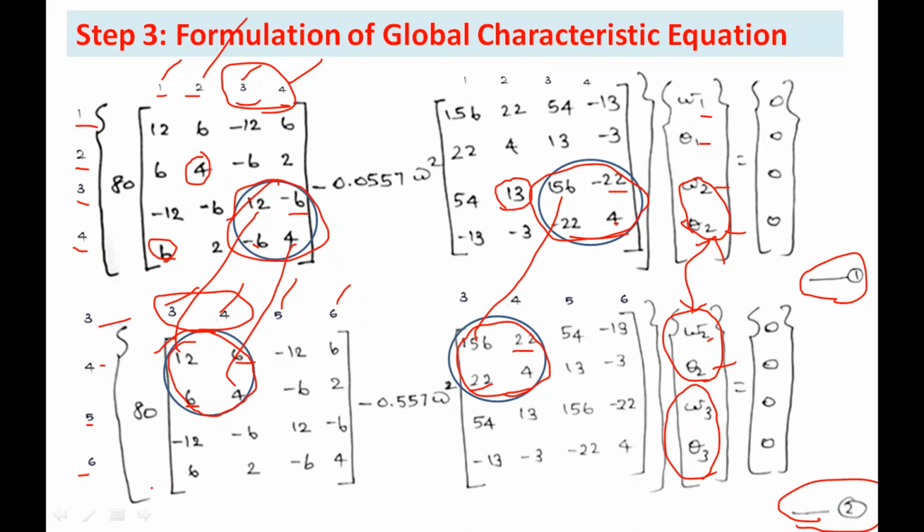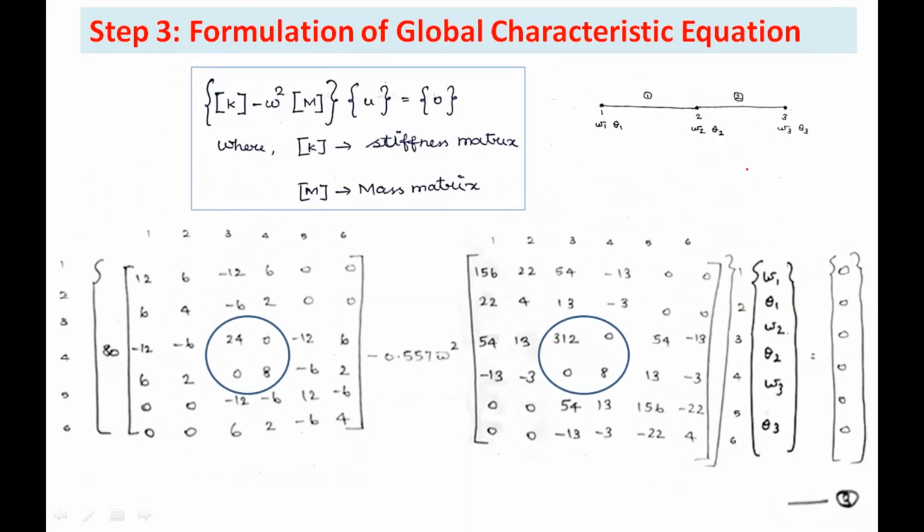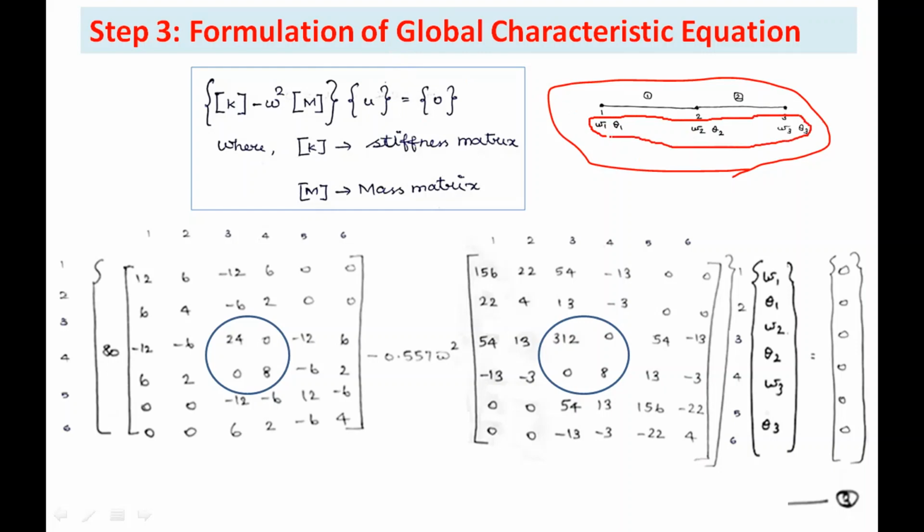We will see the global characteristic equation. The size of the stiffness matrix and mass matrix is going to be 6 by 6. Why 6 by 6? Because the total degree of freedom for the two element model is 6. Here each node has 2 degrees of freedom, so the total degree of freedom is 6. That is why we are getting a 6 by 6 matrix for stiffness as well as the mass.